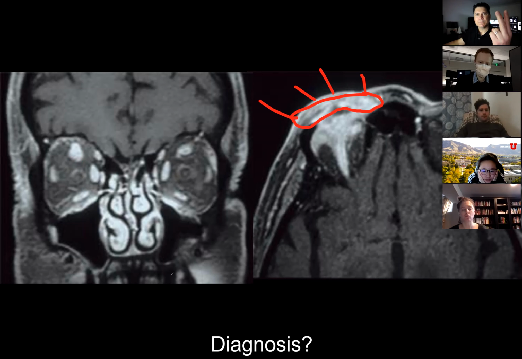Is there a perineural invasion? We look for perineural tumor spread and we look for lymph nodes. If you have a tumor here, where's the perineural tumor spread that you look for? Is it going to be division V1 of trigeminal? Where does V1 go?